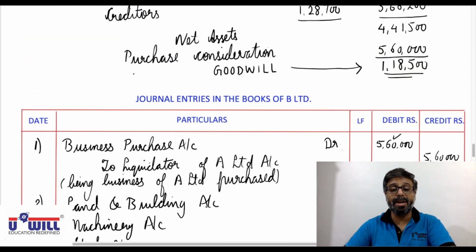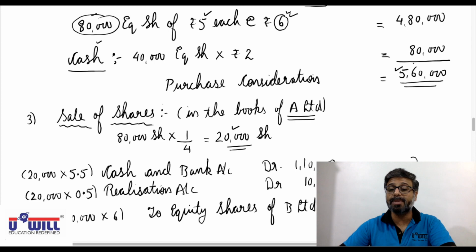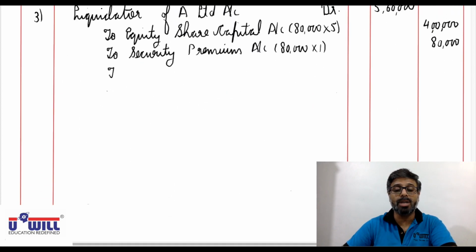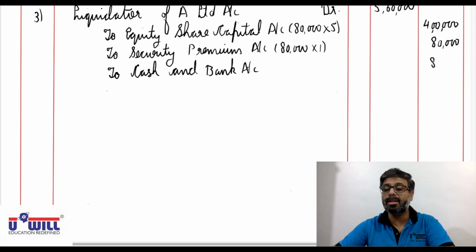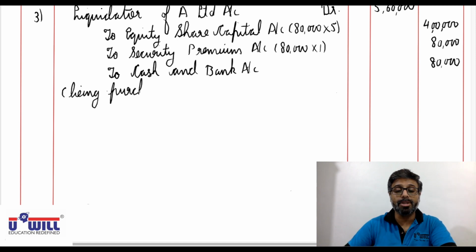And what else have we paid? Look at working note 2. Cash. How much cash is paid? 80,000. So cash goes out. Credit what goes out, to cash and bank account 80,000. Being purchase consideration settled.